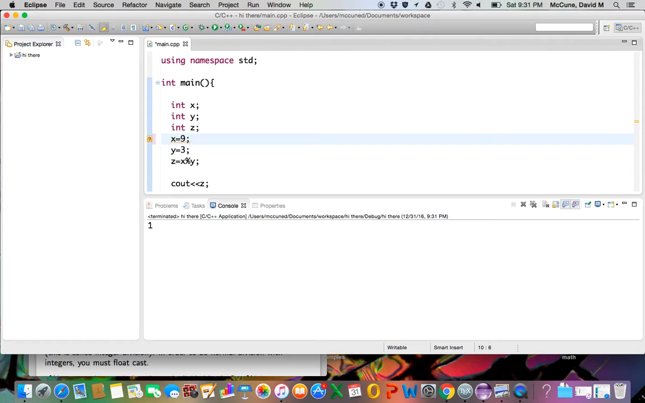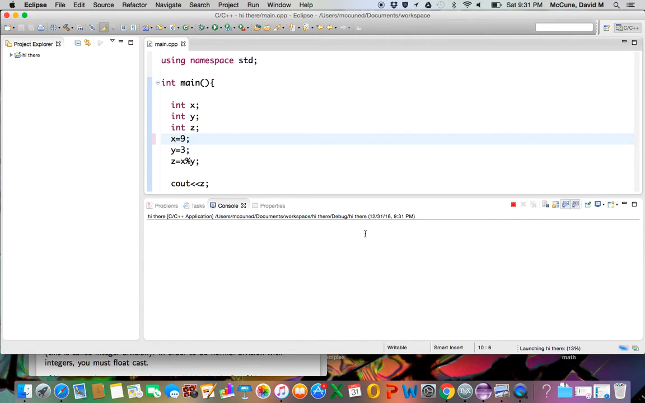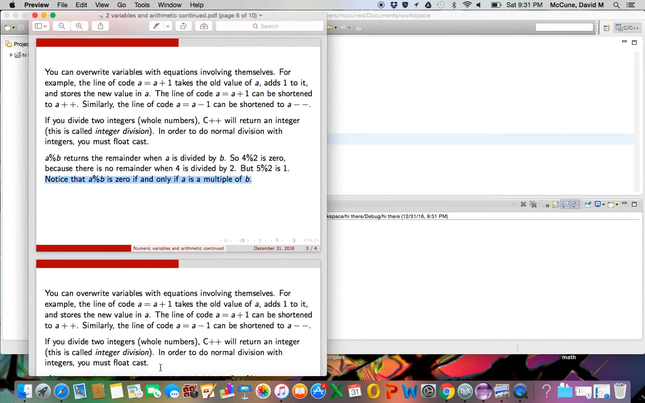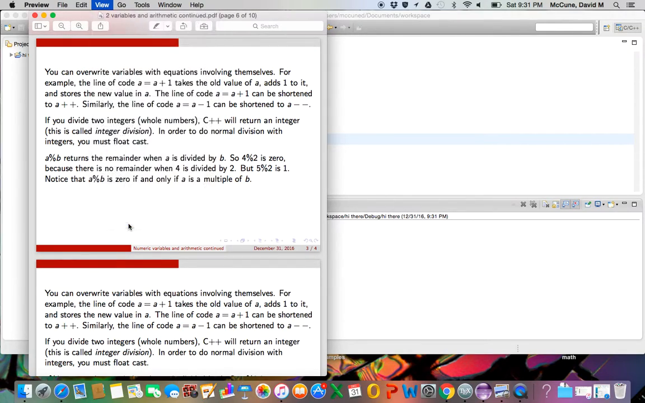If x is, say, 9, well, 9 is a multiple of 3. So when you divide 9 by 3, you get no remainder. Right, computer? I don't know why it didn't show it first, but 0. There's no remainder when you divide 9 by 3. Okay, that's how that operation works. So again, it takes some getting used to.